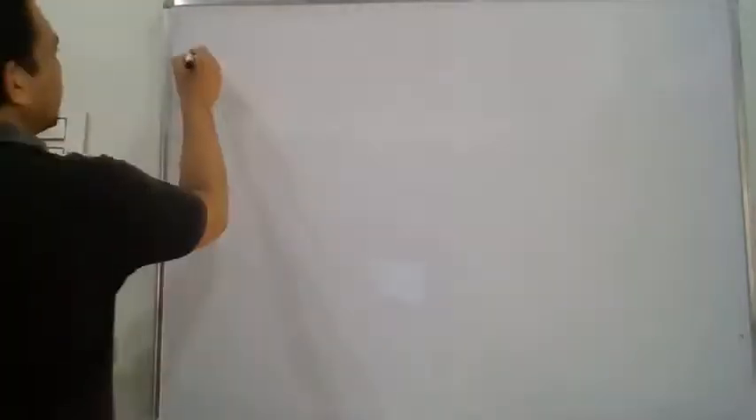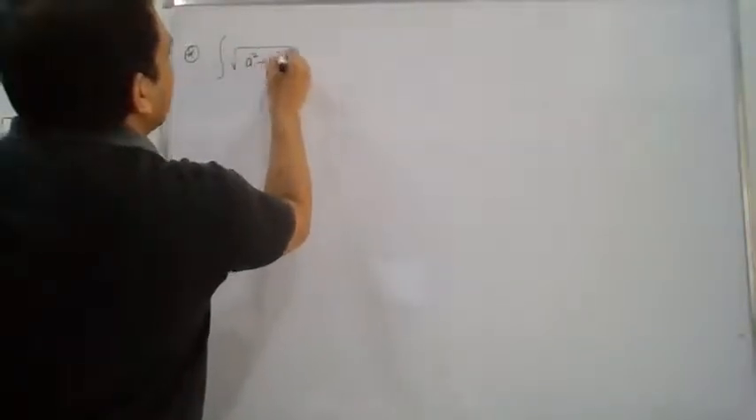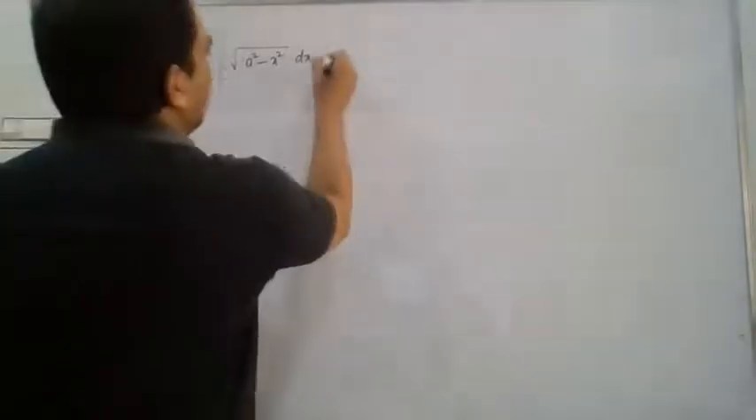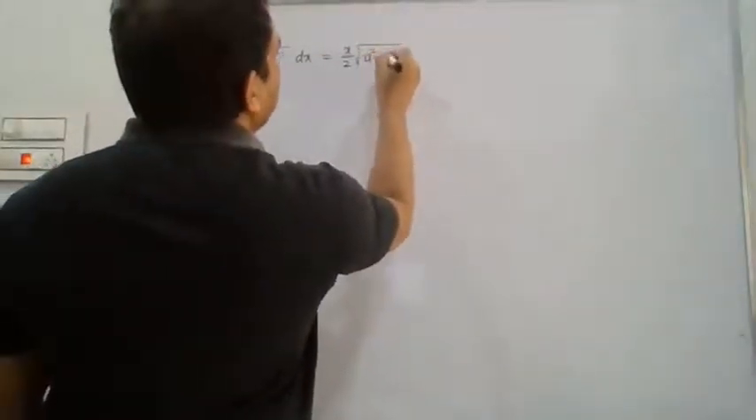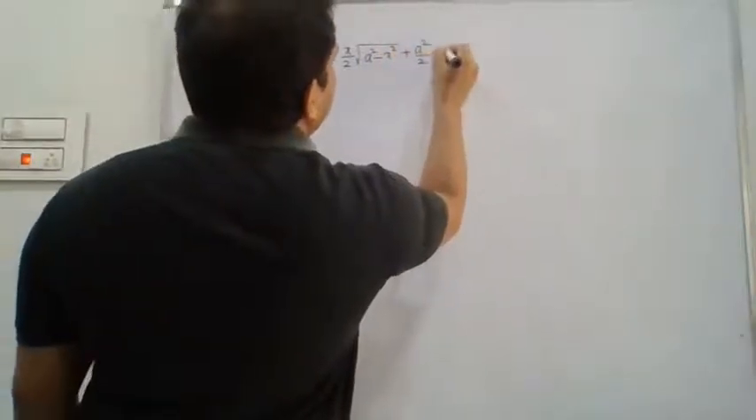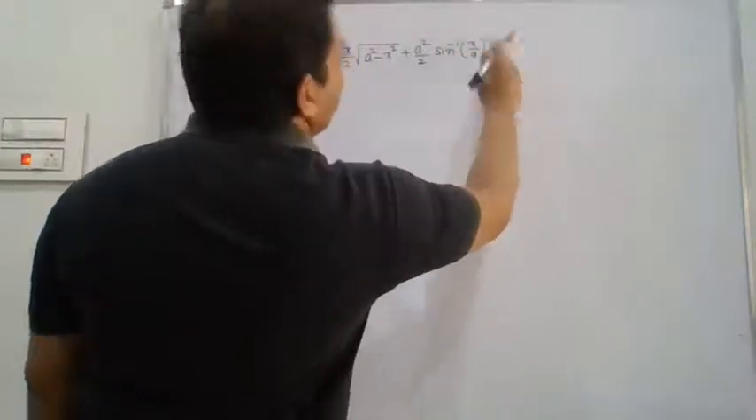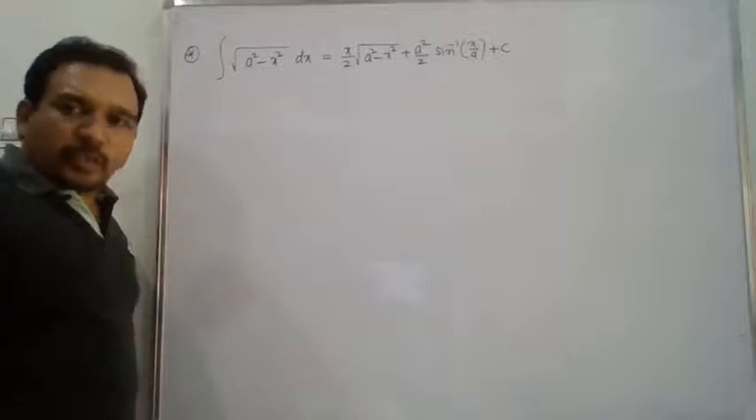So I'll solve the question in the numerator, which is in the numerator. Integration of square root of a square minus x square dx. For this I gave already formula. What is that? x by 2 into square root of a square minus x square plus a square by 2 into sine inverse of x by a plus c. How we get this formula? For this also a suitable substitution.